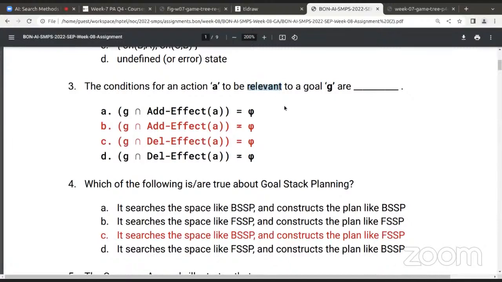Often people tend to use the English meaning and answer. They will all do it wrongly. Sir gives a definition for relevant action, and question number 3 is directly the definition of relevant action. What is applicable? You should know what an applicable action is.